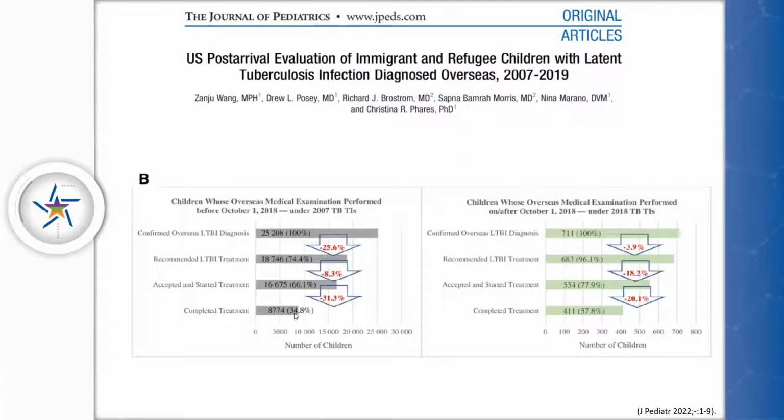But the take home is that under the old TIs, only about 35% of children who were diagnosed as having LTBI actually got treated, whereas this increased to almost 60% when we started adding in the IGRAs as a screening tool. So I will say that it's probably another layer of something that must be done by our panel physician colleagues overseas, but it has made a significant impact on getting children into care and getting them treated.